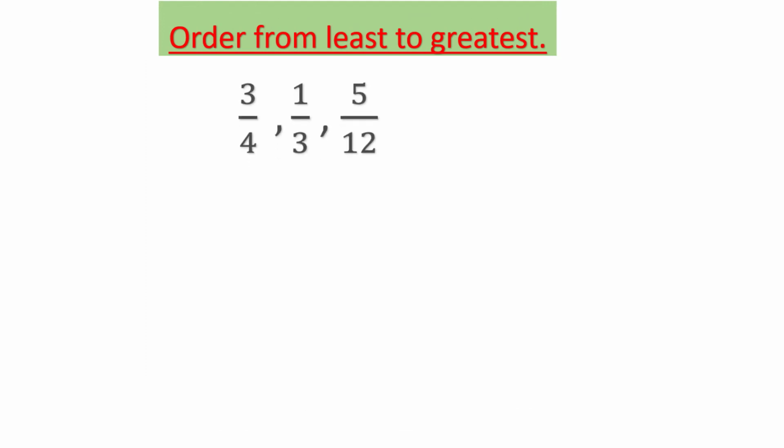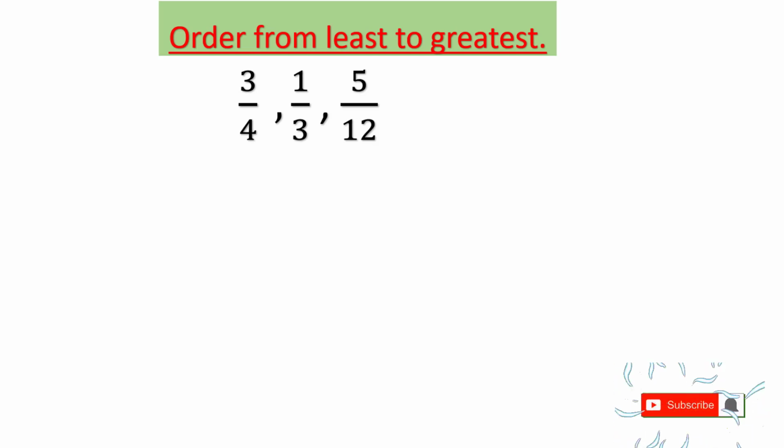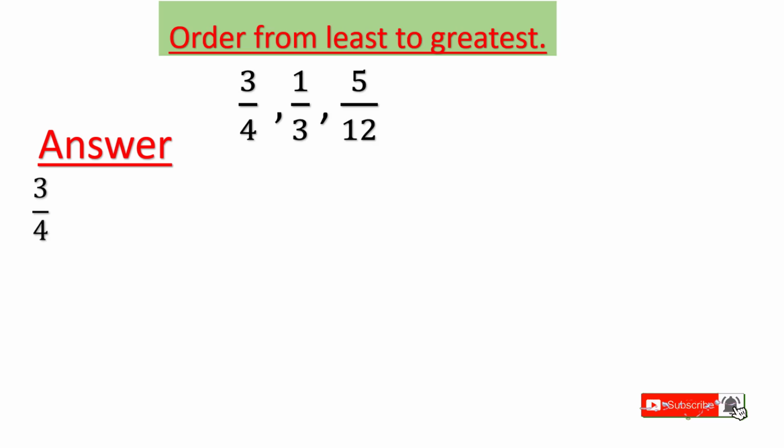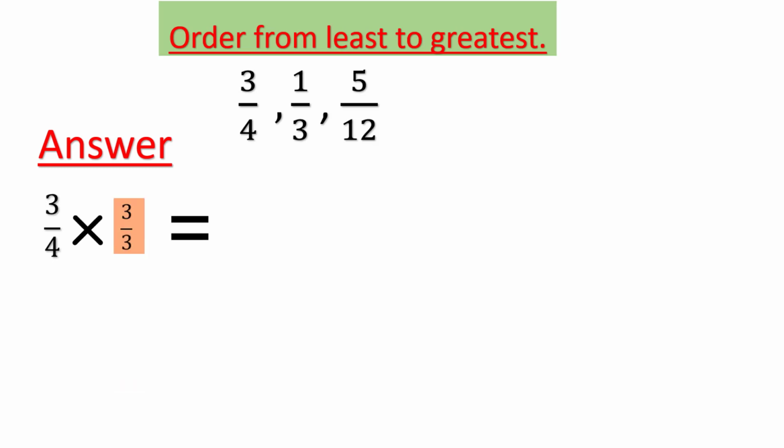Another example, order from least to greatest. We have here 3/4, 1/3, 5/12. By the same way, look at the denominators, 4, 3, 12. We can make 4, 12, we can make 3, 12. We will find the equivalent fraction of the first and second one. We have here 3/4. How can we make 4, 12? Just multiplying by 3. Multiply the two terms of the fraction by 3. It will be 9/12.